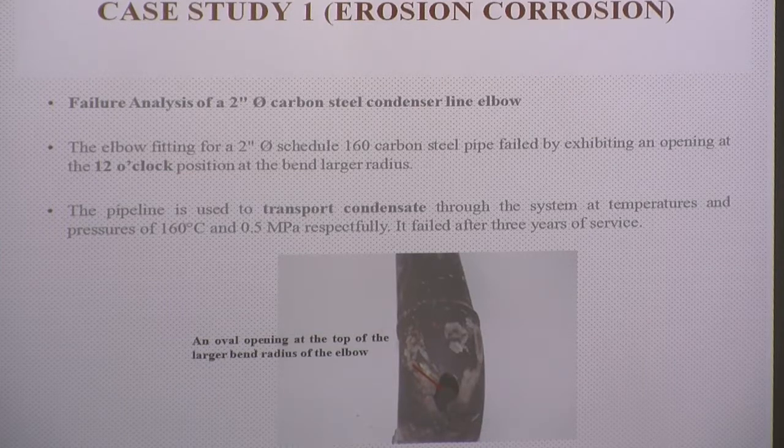Right? So this one is a 2-inch diameter carbon steel condenser line elbow. Right? And what you notice was that the elbow is fitted to a 2-inch schedule 160 carbon steel pipe. It failed by exhibiting an opening at the 12 o'clock position.